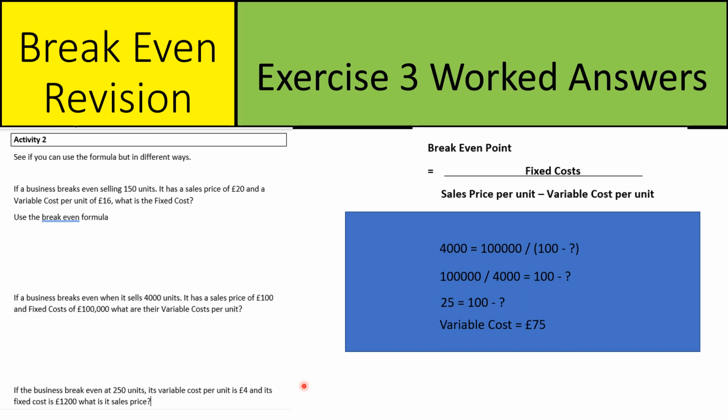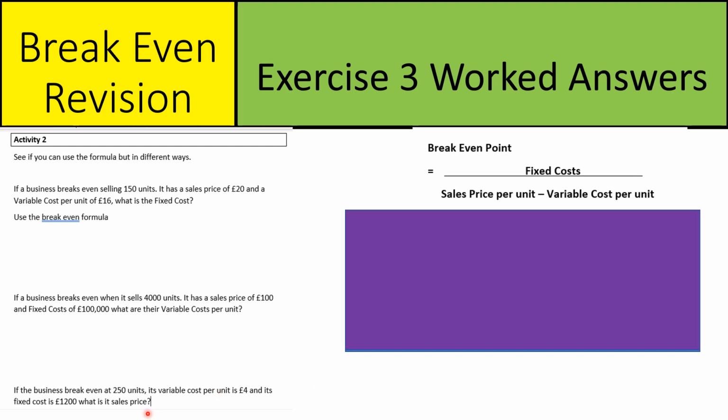Have a go at sticking that in the formula if you want to double check you've got it right. So the very last one. We've got a business that breaks even at 250 units. We've got a variable cost of 4 and a fixed cost of 1,200. What is the sales price? So stick it in the formula. So we've got 250 equals 1,200 divided by something minus 4.